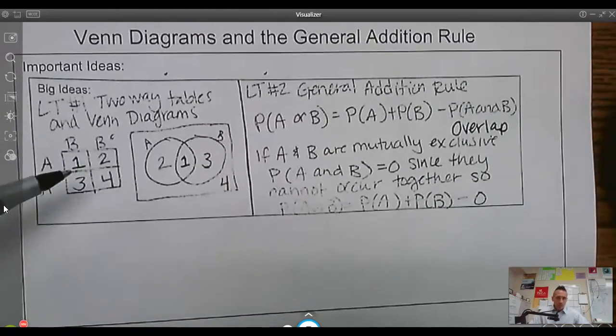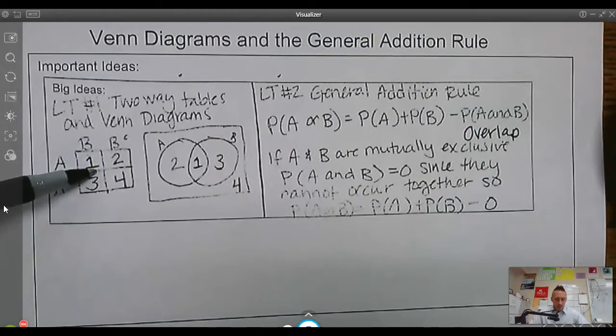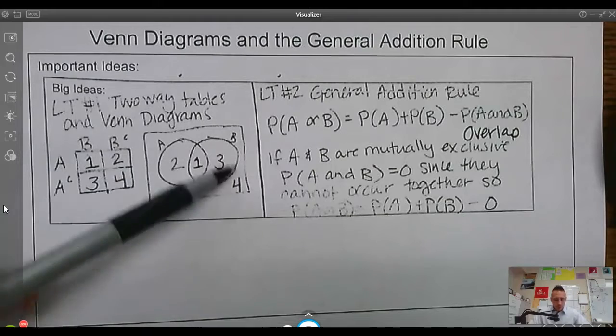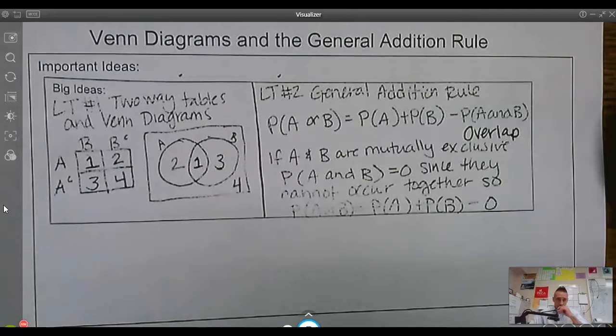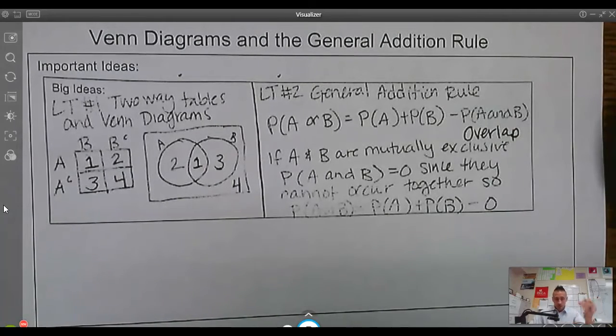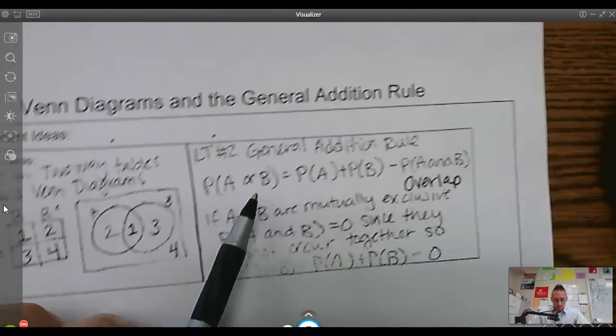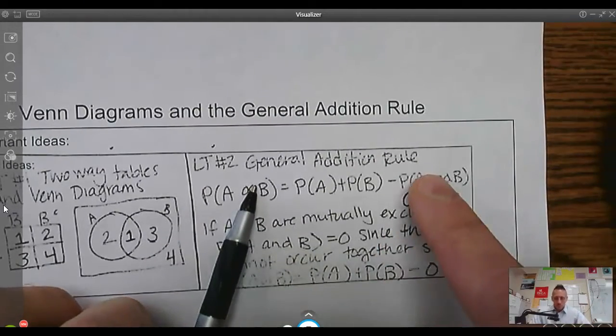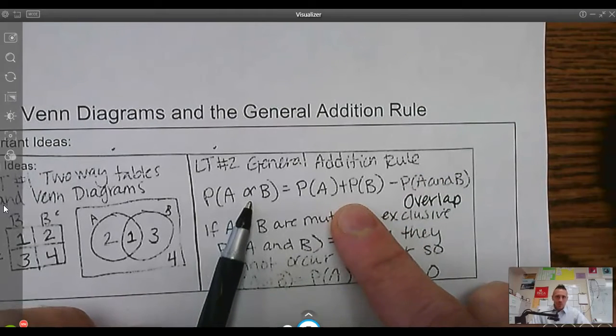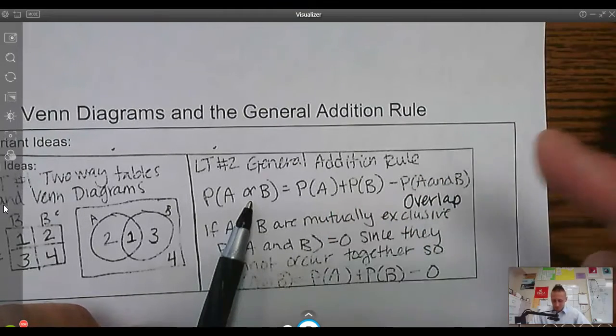So, big ideas. Taking a two-way table and being able to put those numbers into a Venn diagram. The only time I'd advise using a Venn diagram is if they literally force, like say, using a Venn diagram. This general addition rule, I don't get too hung up on formulas. You don't need to. This is on your green formula sheet, but I'm not going to force it.